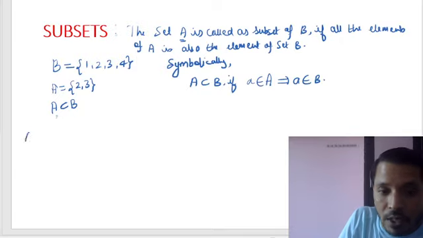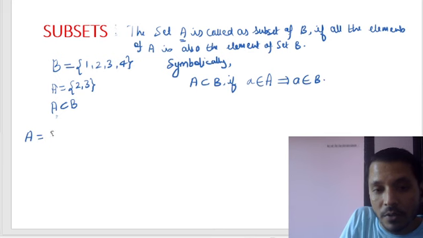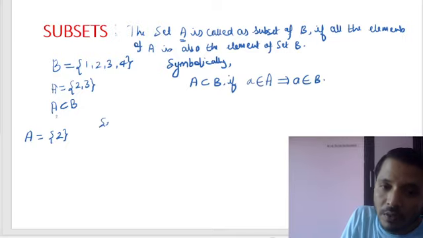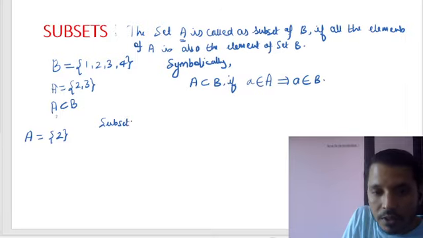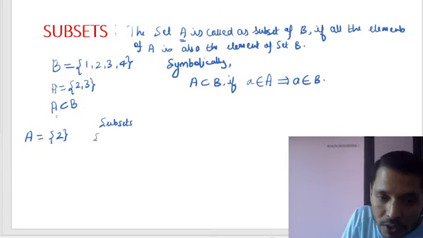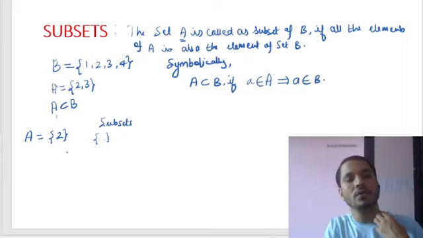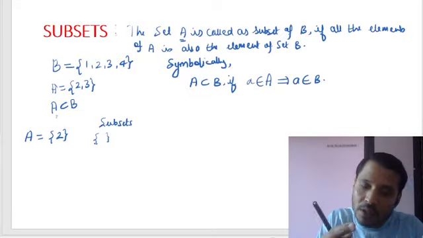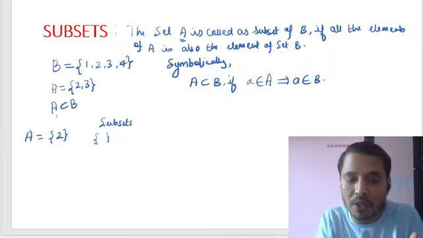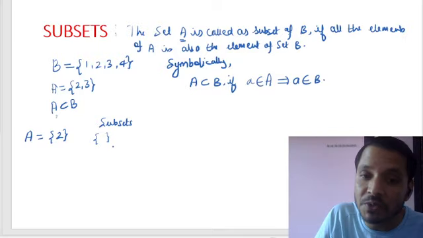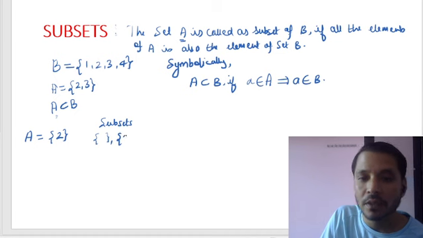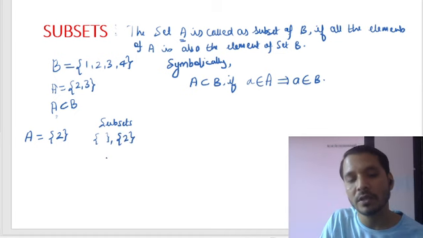Let us suppose you have a set A which consists of just one element, let it be 2. So what will be its subsets? First, the empty set will be the subset of every set, because the empty set does not consist of anything. So the empty set is the subset of every set, that we have to keep in mind. And the next subset is the set itself: the empty set and the set itself.